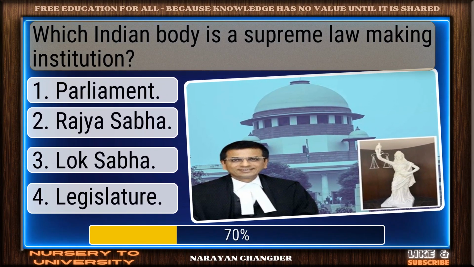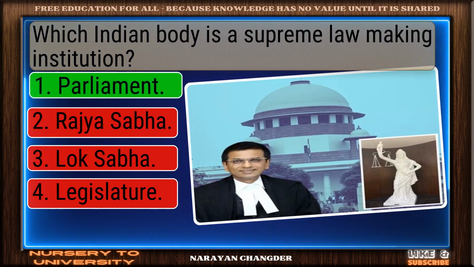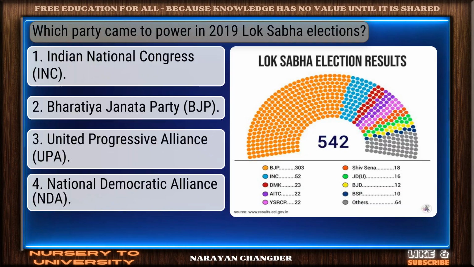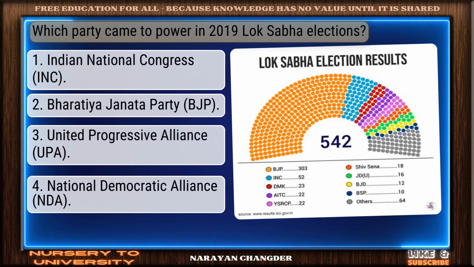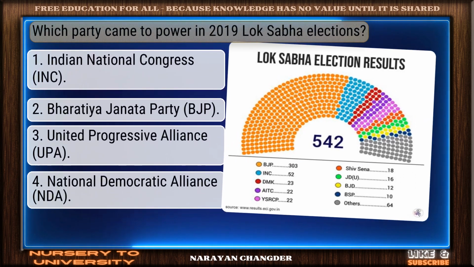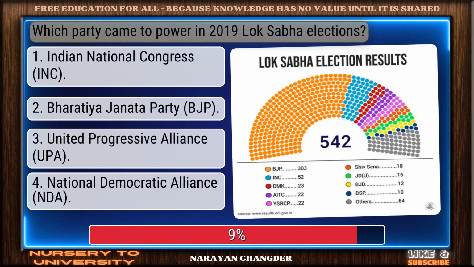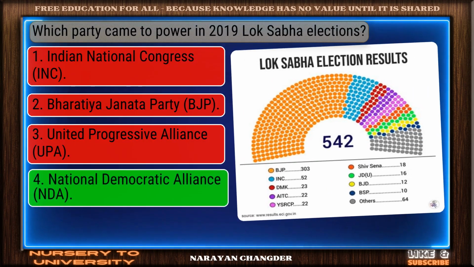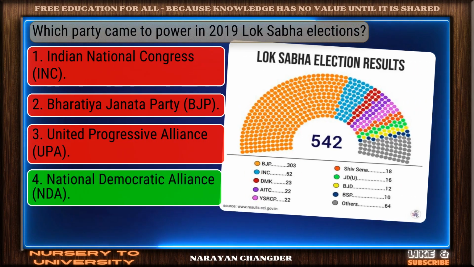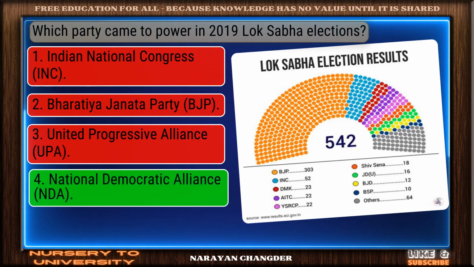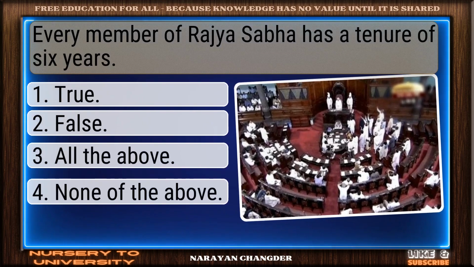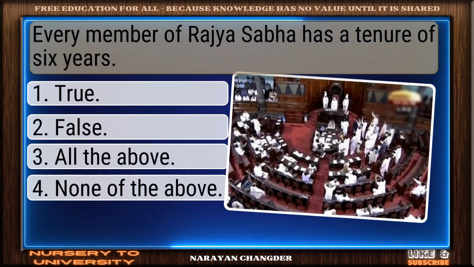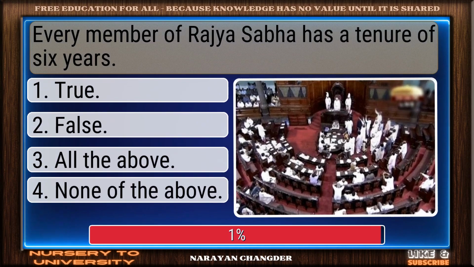Nicely done. Parliament is a solid answer. Question number 105. Which party came to power in 2019 Lok Sabha elections? Right choice. National Democratic Alliance is the best answer. Question number 106. Every member of Rajya Sabha has a tenure of 6 years.